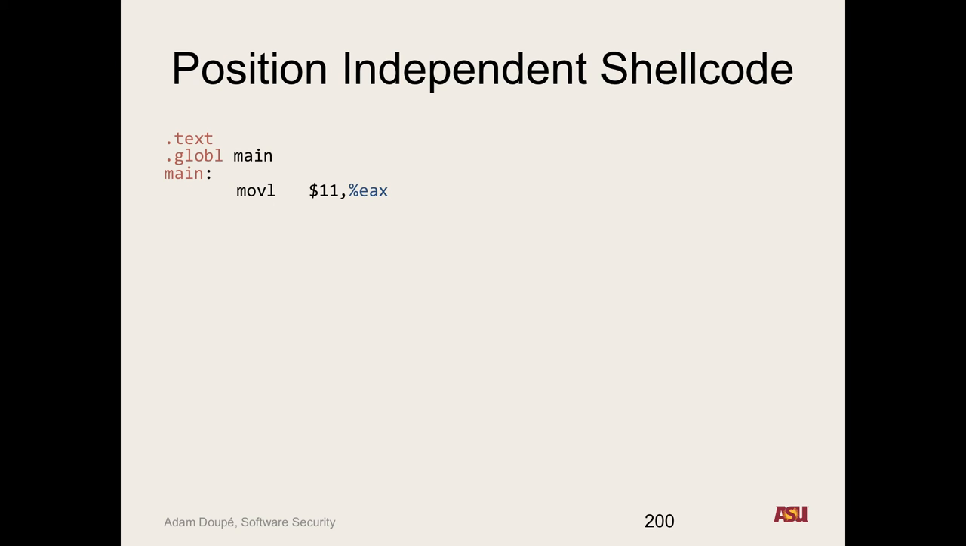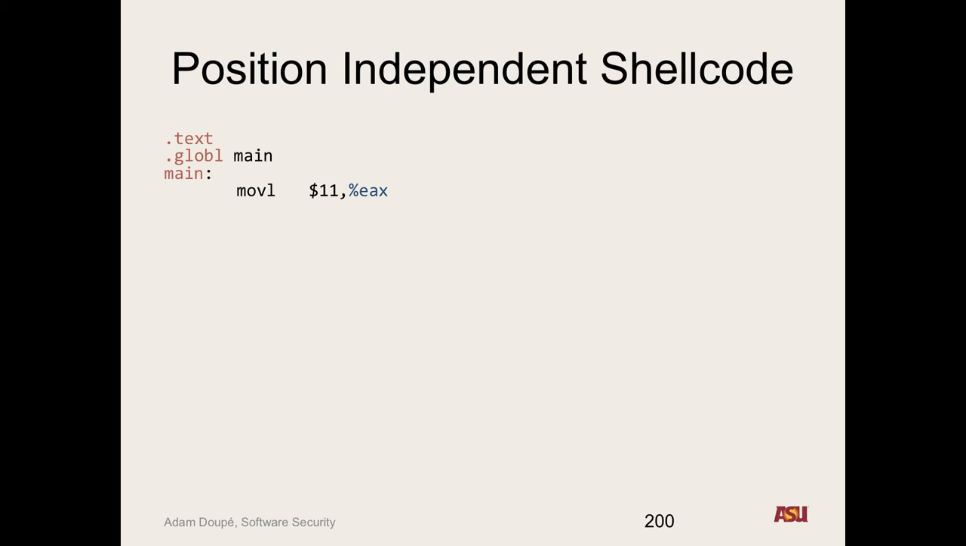So we have the main function, and we're going to move 11 into EAX, which is hex B, which is the value of execve. Now we're going to use the stack. So we're going to push onto the stack the string /bin/sh0, or the bytes.